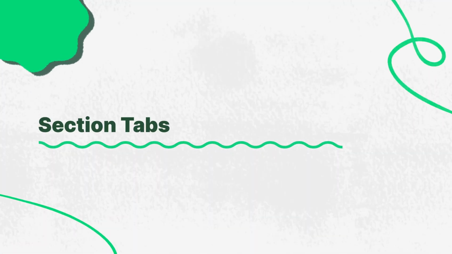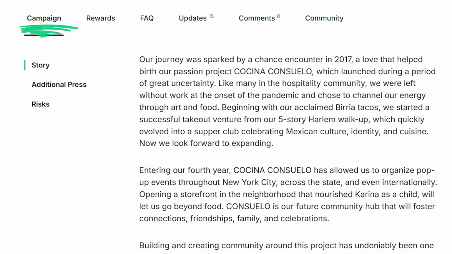Now let's scroll through the page. You'll see 6 tabs there. The first of these, the Campaign tab, is where you'll tell the story of your project. We'll go way deeper on this in another video, but there are a few things to know.